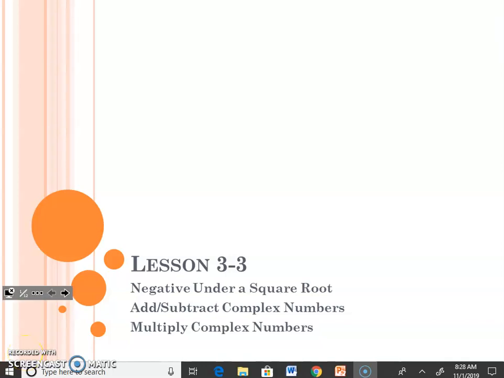Today we're going to talk about lesson 3-3. Specifically, we're going to be focusing on what happens when you have a negative underneath your square root. Up until this point, you guys have always been told you can't do that. It's not a good thing. It's not a real number. All of that is true, except now we're going to learn what we do if that happens.